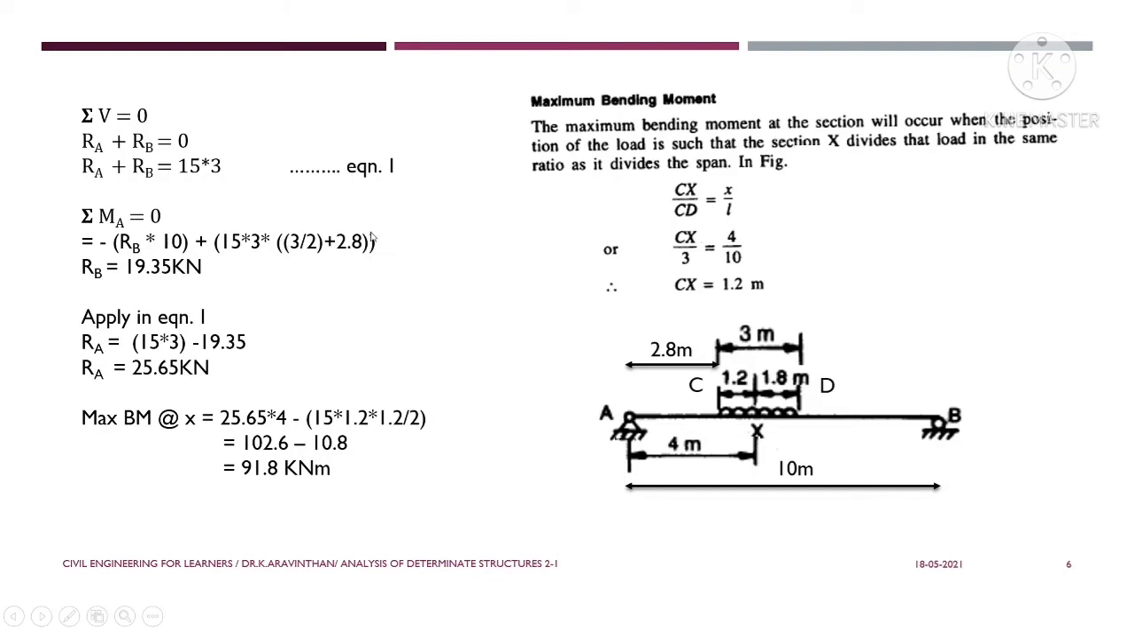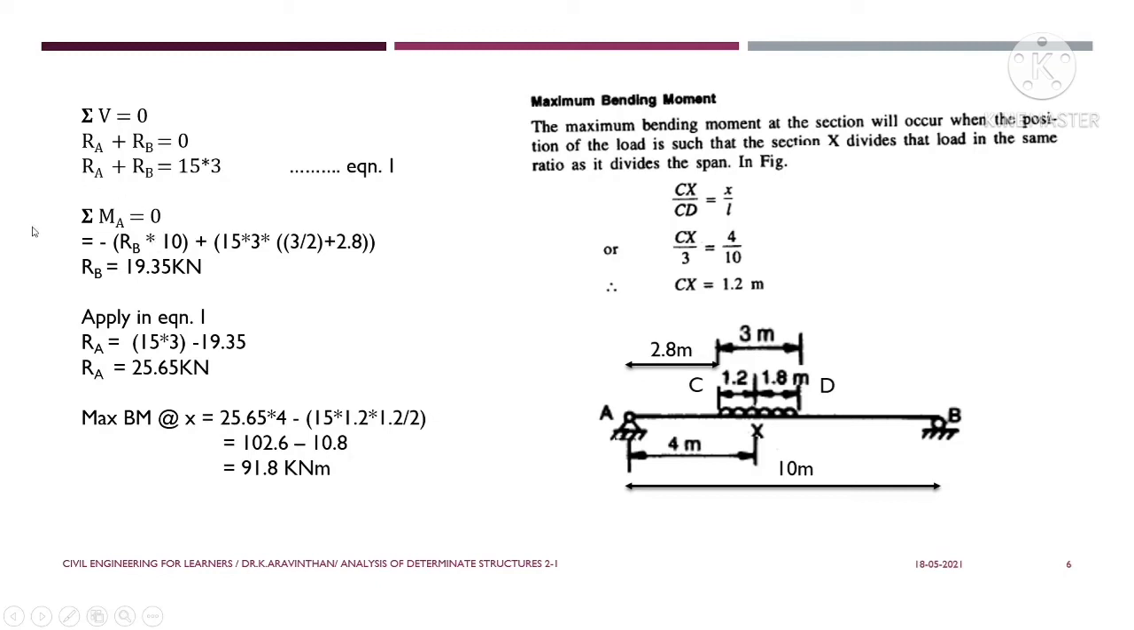15 into 3. Now this distance is the distance from the centroid to the point A. From X you will be having 1.2 meter. So after subtracting this 4 minus 1.2, you will be getting 2.8 as remaining distance. Okay. Now you want to find the centroid of this UDL. So 3 by 2 will be the place of centroid, that is 1.5 plus the 2.8 meter. So 3 by 2 plus 2.8.